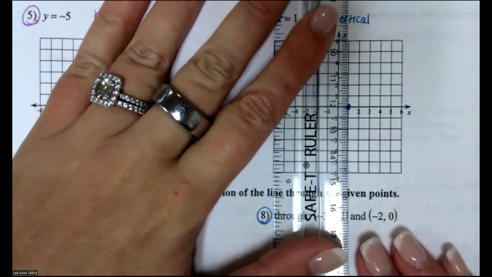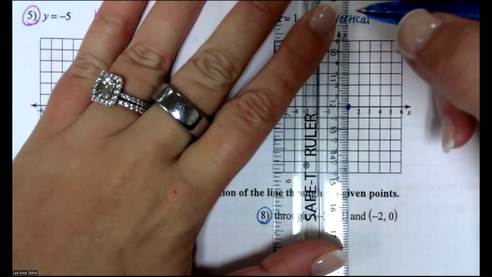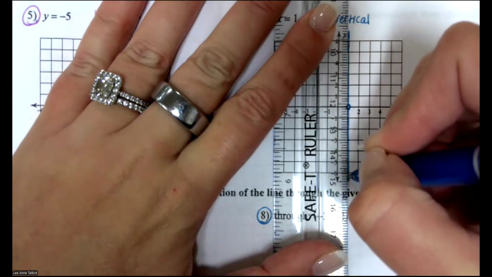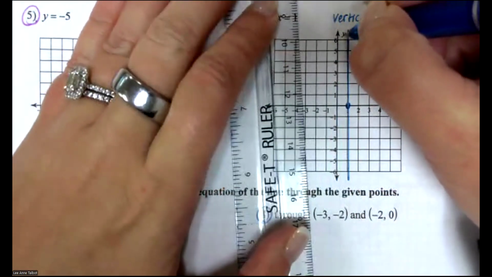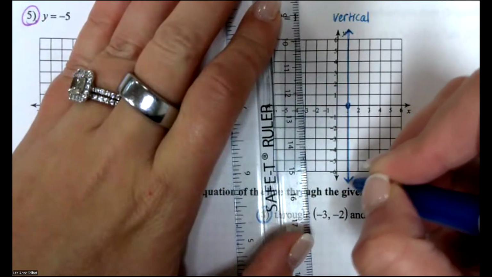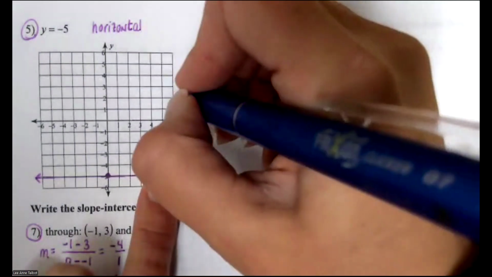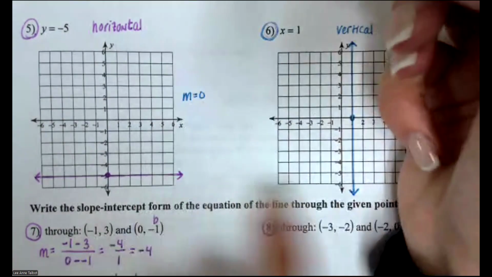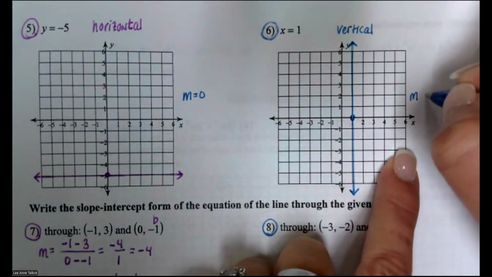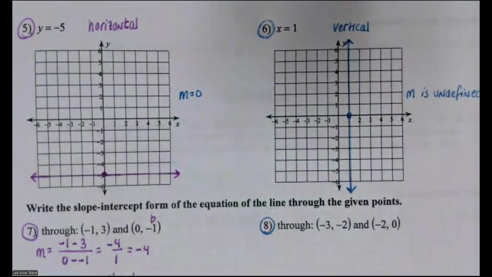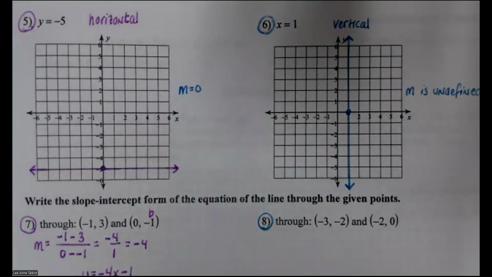I have a question. What is the slope of a vertical line? I heard it, undefined. So in this one, the slope is 0. On this one, the slope is undefined, just checking stuff.